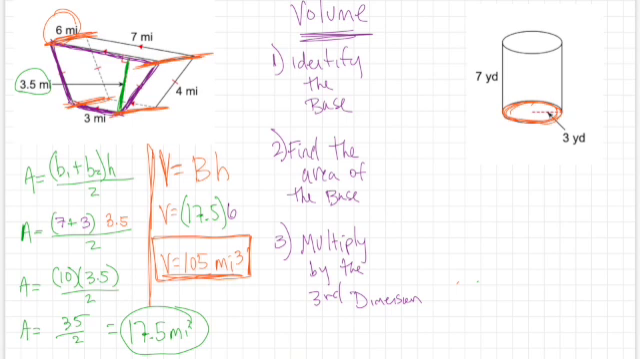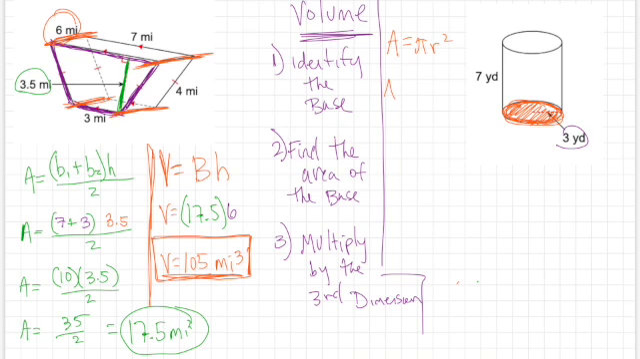All right, let's work on the one on the right now. So again, we're going to identify our base shape. We did that earlier. It's a circle here. So now we're going to find the area of that circle. Find the area of this base shape. So that's going to be pi times the radius squared. And our radius here is 3 yards.